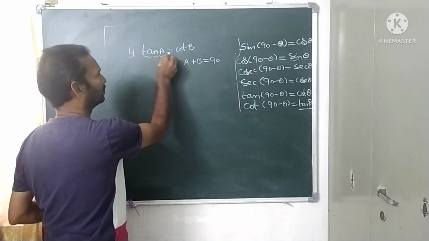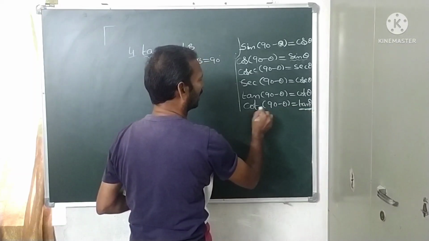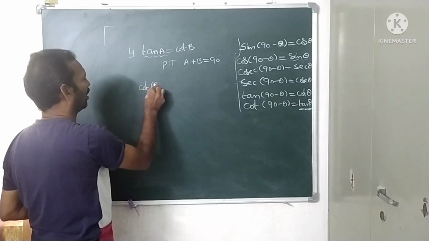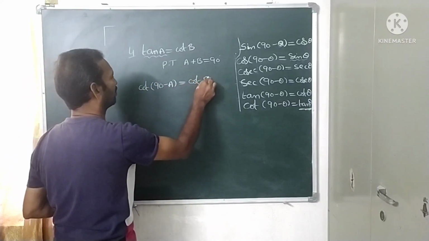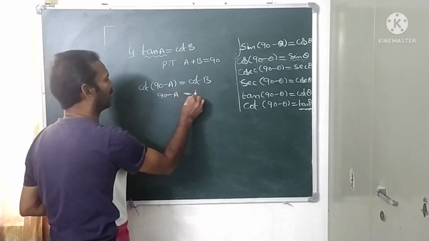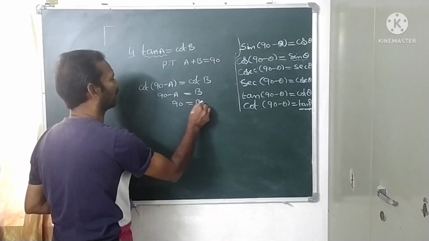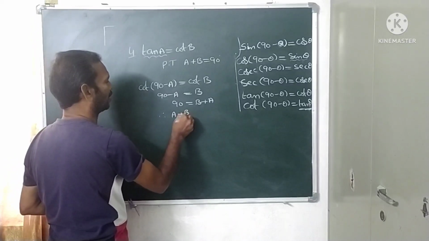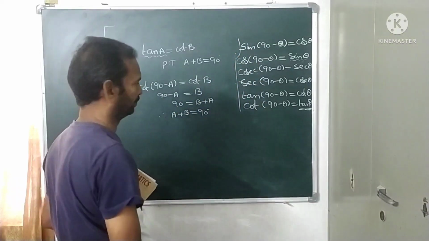Tan A given. What you can write? Cot 90 minus theta. See, tan A means cot 90 minus A is equal to cot B. Both sides cot remove. 90 minus A is equal to B. A transfer that side. 90 is equal to B plus A. Therefore, what we proved? A plus B is equal to 90 degrees. Same this formula I am using.